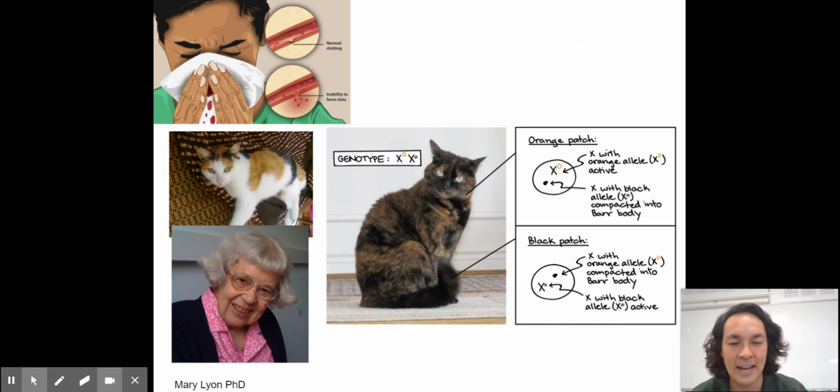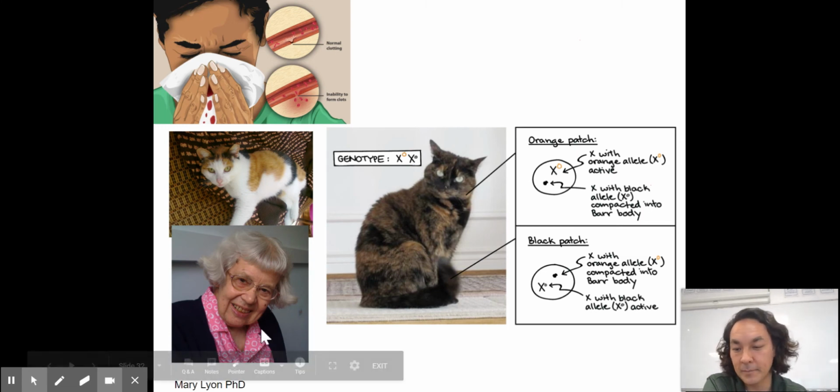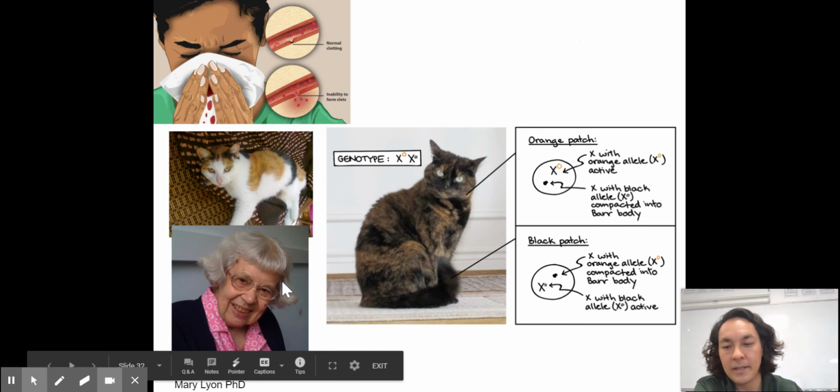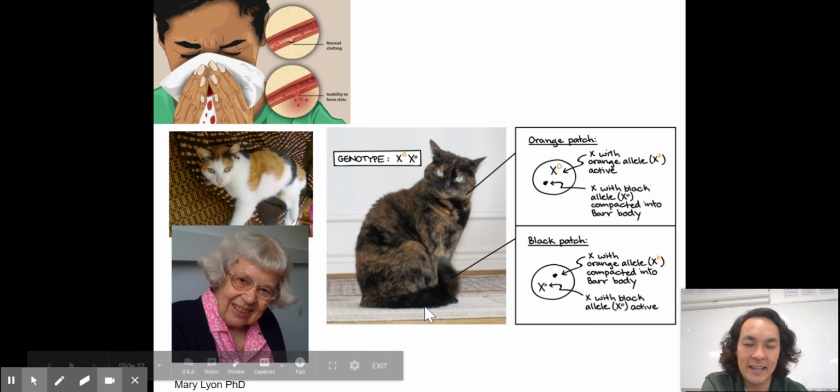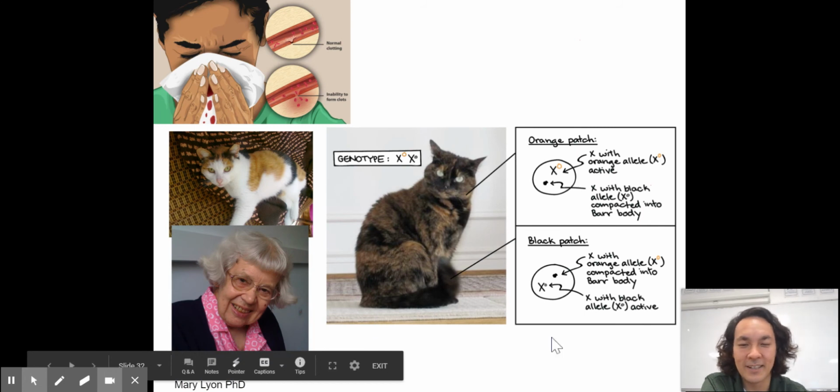Females inactivate one of their X chromosomes early on because you only need the proteins expressed from one of them. That inactivation is random. It's called a Barr body, and the making of it is called lyonization after Mary Lyon, the PhD geneticist who figured this out. We actually named our kitty cat Lyon after Mary Lyon. So there we go.